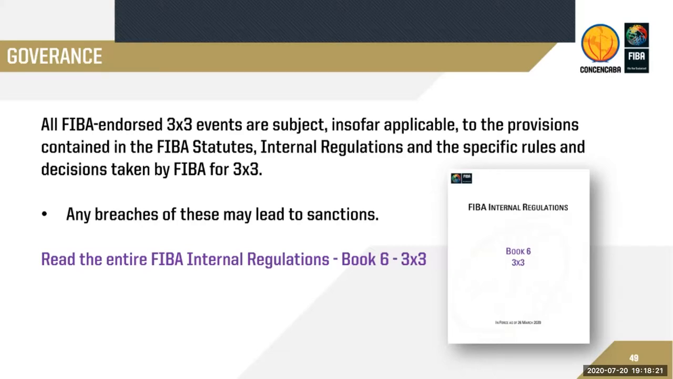Because of the growth of the sport, we felt it necessary to introduce another set of internal regulations, and this is where we have book 6. Book 6 specifically speaks to 3x3. I encourage you to read book 6 in its entirety so that you understand all of the internal regulations that govern 3x3 basketball. You can find this download both in the learning platform, I think it's in one of the modules, and also on the 3x3 hub through FIBA3x3.com. You will be able to download that and read that in whatever language you would like.